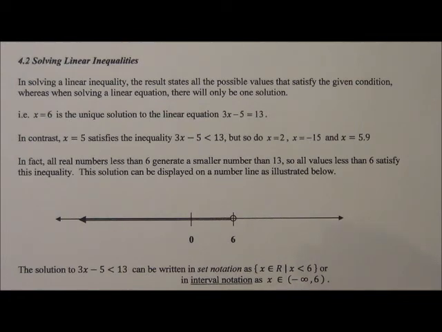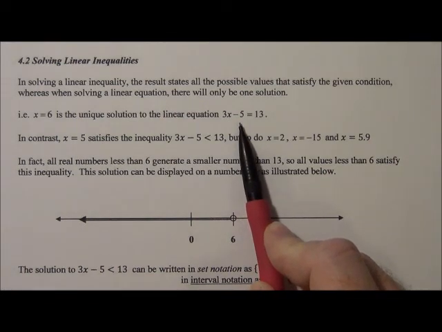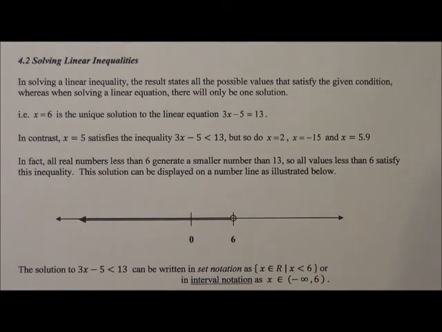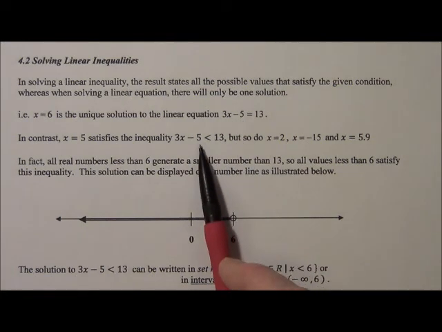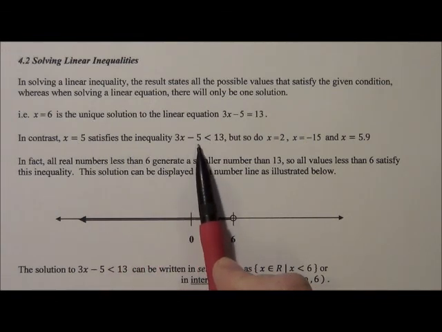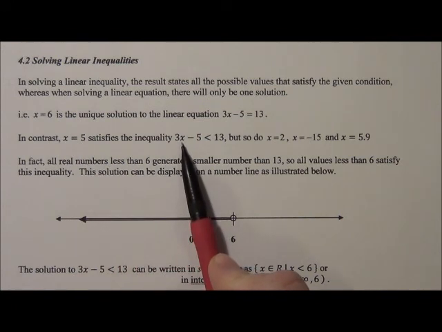Whereas for solving a linear equation, there will only be one solution. So if we're looking at the equation 3x minus 5 equals 13, there is only one solution, a unique solution, which is x equals 6. Whereas if we look at the inequality 3x minus 5 is less than 13, x equals 5 satisfies that inequality because if 5 were substituted into the left side of this inequality, the result would give you less than 13.